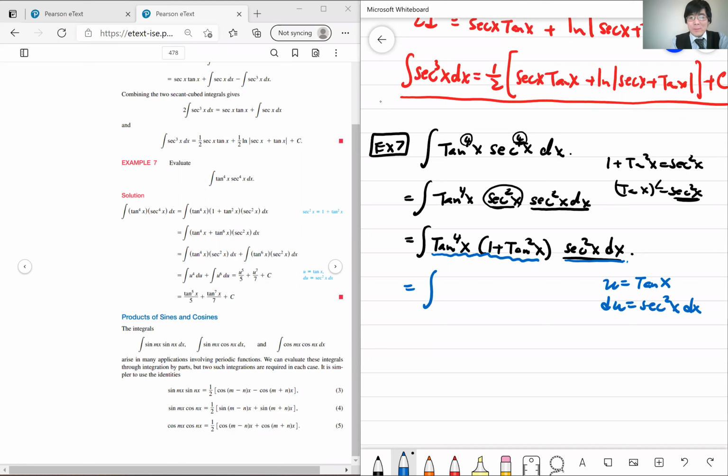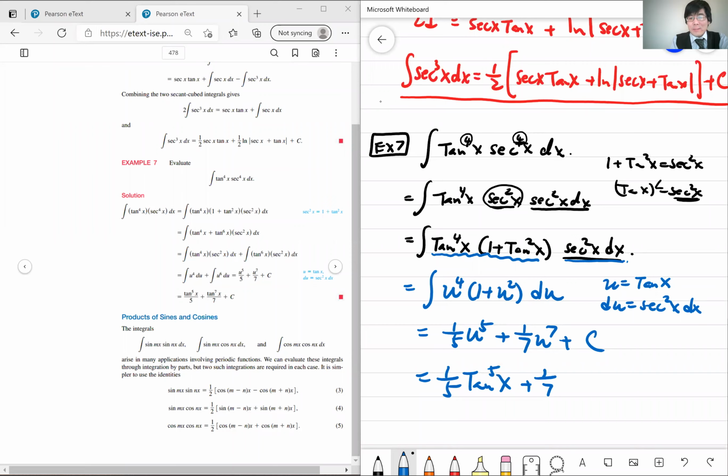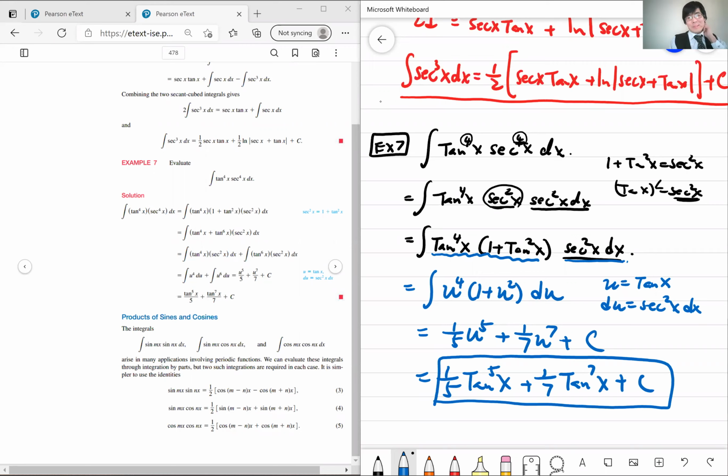So after the substitution, it's going to be u to the power 4 times 1 plus u squared times du, which is very easy to integrate. It's going to be 1/5 u to the 5th plus 1/7 u to the 7th plus c. Bring back to the x, 1/5 tangent x to the power 5 plus 1/7 tangent x to the power 7 plus c. Okay, so that's how we handle this kind of expression.